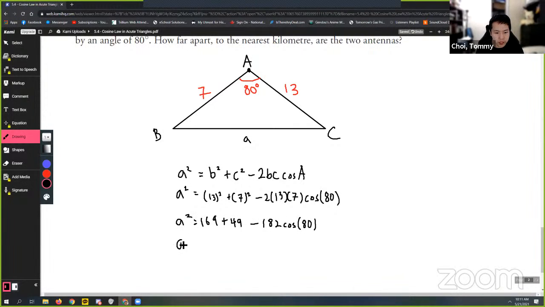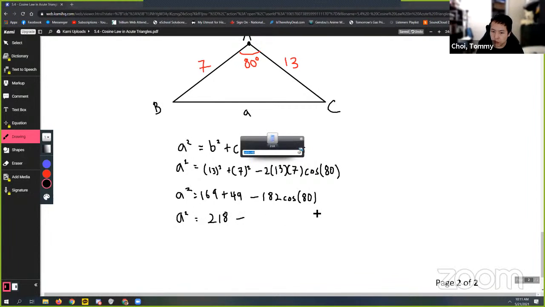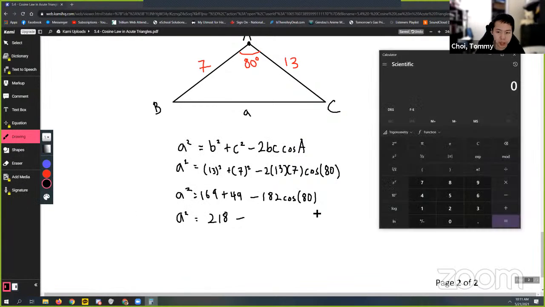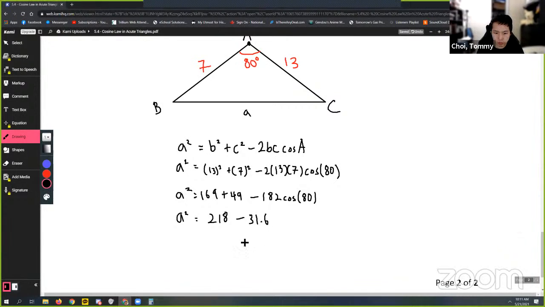We then said, okay, the next step to make sure our math is step by step and we don't make any mistakes, we add 169 plus 49, which gives us 218. And we do 182 cosine 80, which I will bring up my calculator here. 182 times cos 80, so 80 cos. And that gives me 31.6. Subtracting that, 218 minus 31.6 gives me 186.4.